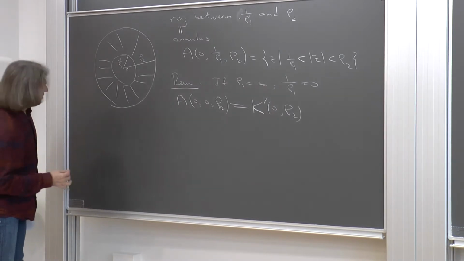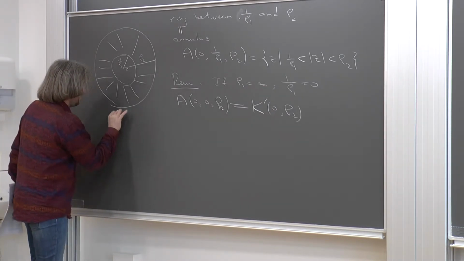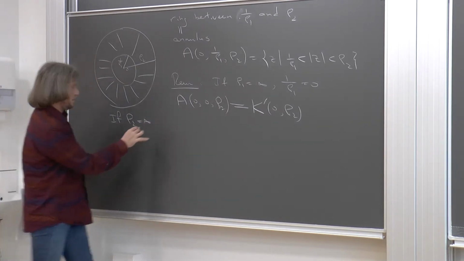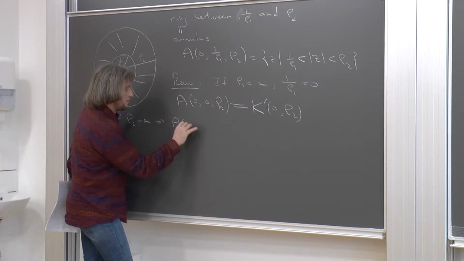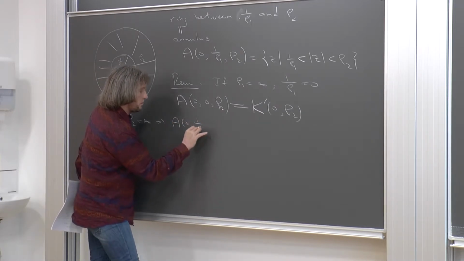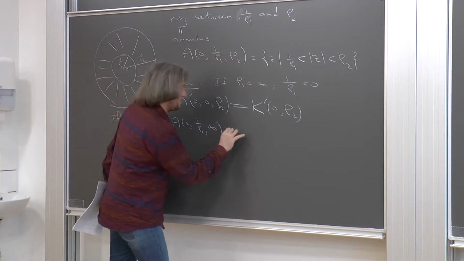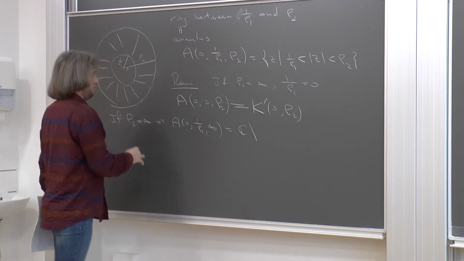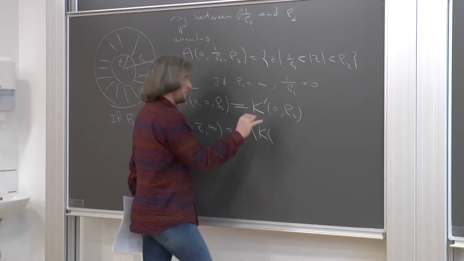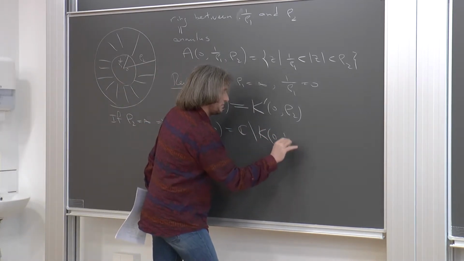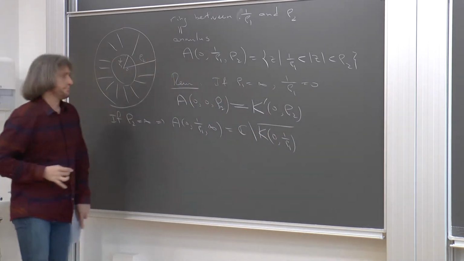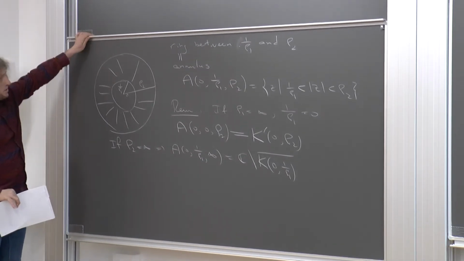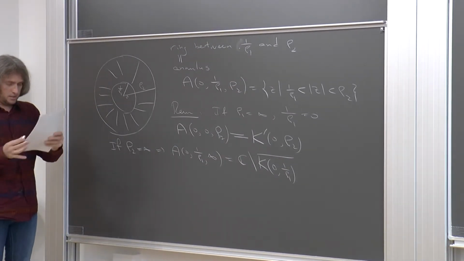Yeah. So if rho 2 is infinity, then basically this A of 0, 1 over rho 1, infinity is simply C minus the closure of the disk. So it's just the complement to this. But the most general shape we're interested in is this annulus.